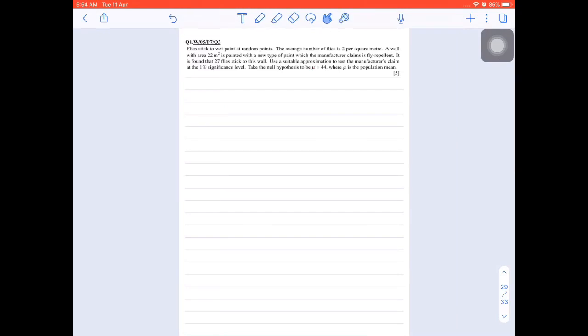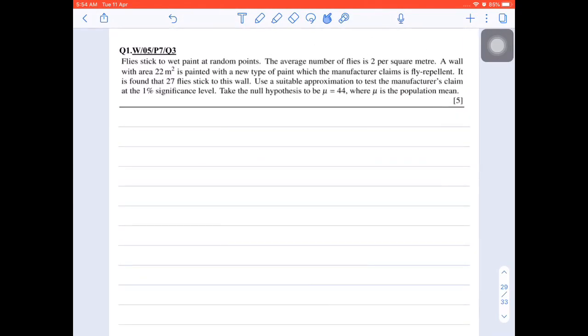Okay, so the next question. Again, as in binomial, first we did some basic questions, then we did approximation to normal. So again over here this is approximation to normal. Flies stick to wet paint at random points. The average number of flies is 2 per square meter. A wall with area 22 square meters is painted with a new type of paint which the manufacturer claims is fly repellent. It is found that 27 flies stick to this wall. Use a suitable approximation to test the manufacturer's claim at the 1% significance level. Take the null hypothesis to be mu equals 44, where mu is the population mean.